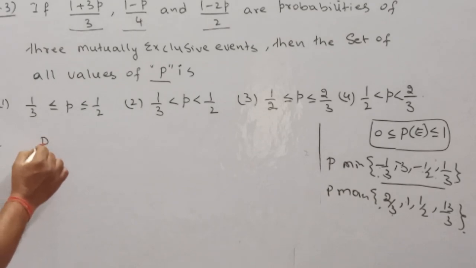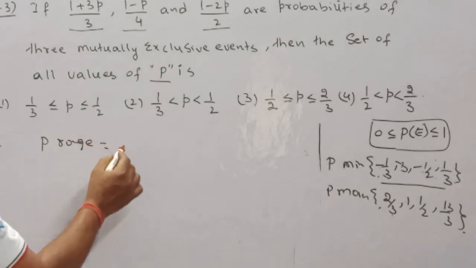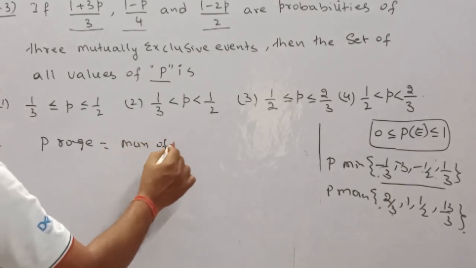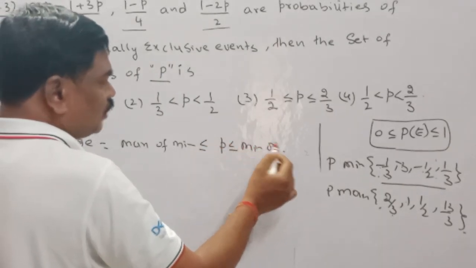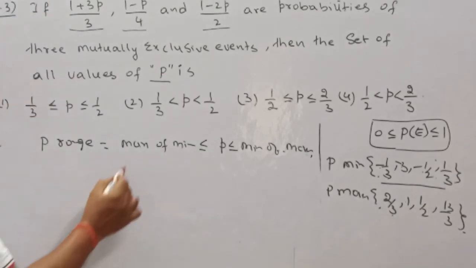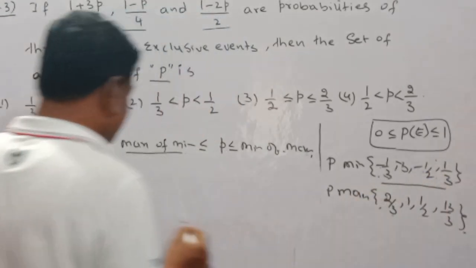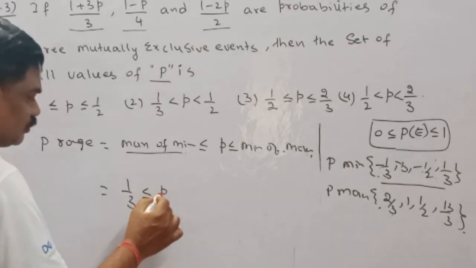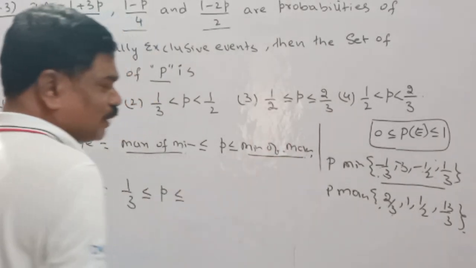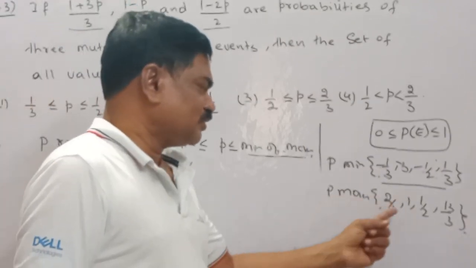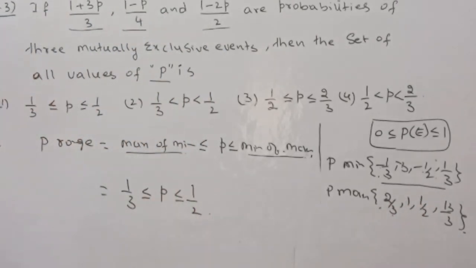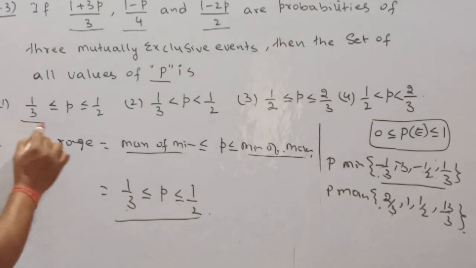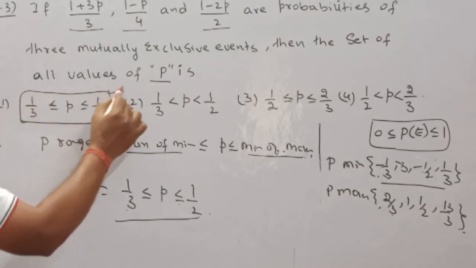So here the range of P is equal to the maximum of minimum values less than or equal to P less than or equal to the minimum of maximum values. Here the maximum of minimum is what? 1 by 3. So 1 by 3 less than or equal to P less than or equal to the minimum of maximum. What is the minimum of maximum? This is 2 by 3, 1 by 2. By observing, this is 1 by 2. Okay, all of you. So 1 by 3 less than or equal to P less than or equal to 1 by 2 is the value of P.